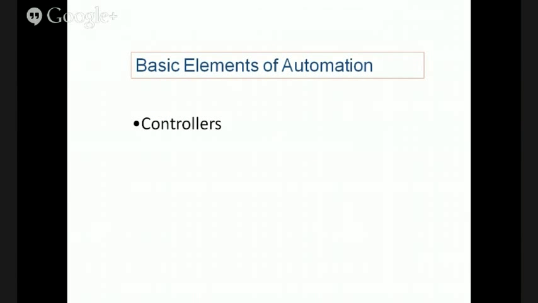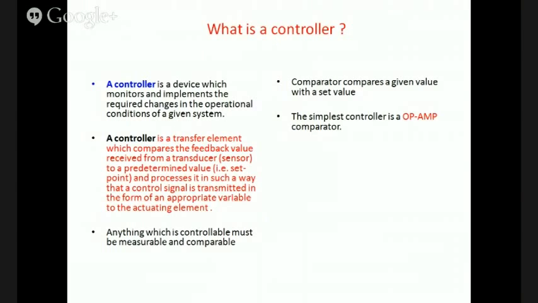Basic elements of automation. There are controllers. Now, what is a controller? Let us see. A controller is a device which monitors and implements the required changes in the operational conditions of a given system. A controller is a transfer element which compares the feedback value received from the transducer or sensor to a predetermined value, that is the set point, and processes it in such a way that a control signal is transmitted in the form of an appropriate variable to the actuating element.